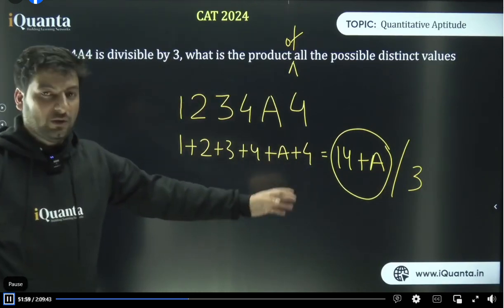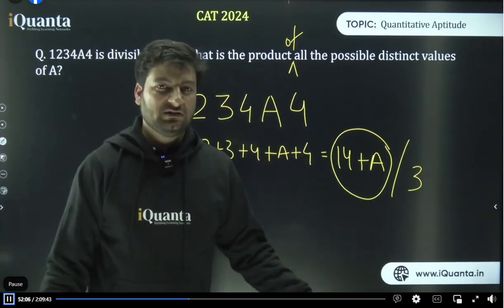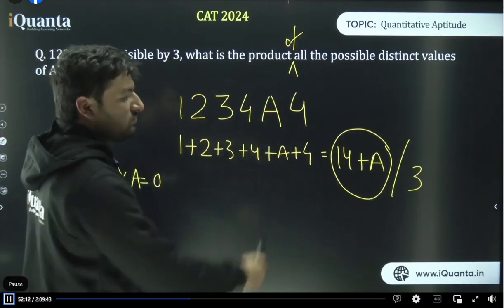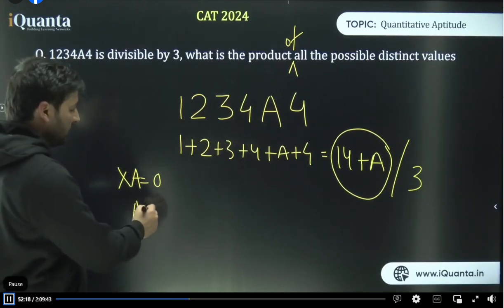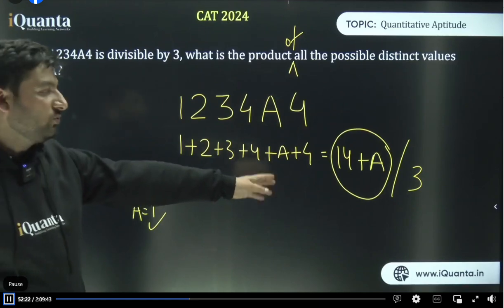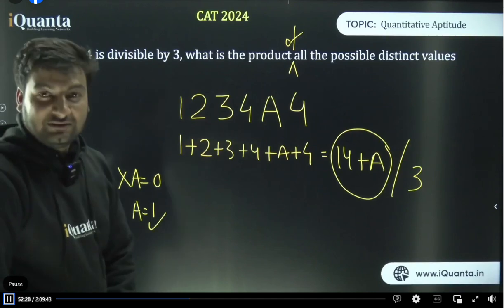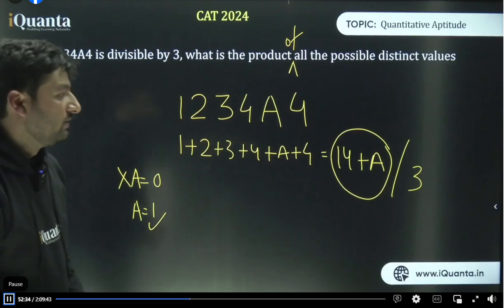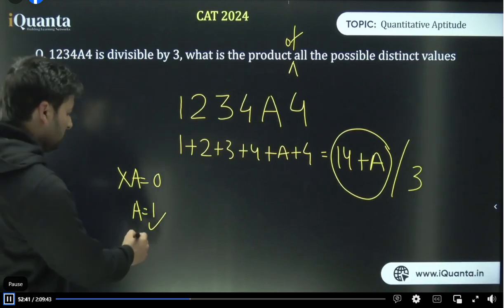If you start with A equal to 0, can A be 0? You will get 14 divided by 3. 14 is not divisible by 3, so we'll discard 0. Let's check with A equal to 1. We get 14 plus 1, 15. Is 15 divisible by 3? Yes. So we'll consider A equal to 1. If we put A equal to 2, we get 14 plus 2, 16. Is 16 divisible by 3? No. What about 3? 14 plus 3, 17. Is 17 divisible by 3? That's not true. If you put A equal to 4, you get 14 plus 4, 18. Is 18 divisible by 3? Yes. You will consider A equal to 4.